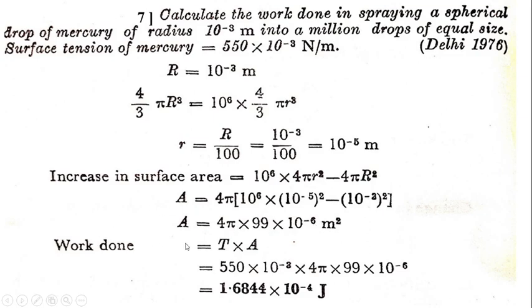Now work done equal to T into A, that is equal to T having the value, that is surface tension of mercury, 550 into 10 raised to minus 3 into 4 pi into 99 into 10 raised to minus 6, and after multiplication work done equal to 1.6844 into 10 raised to minus 4 joule.